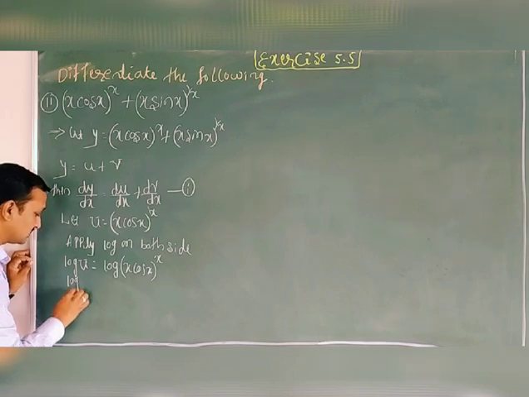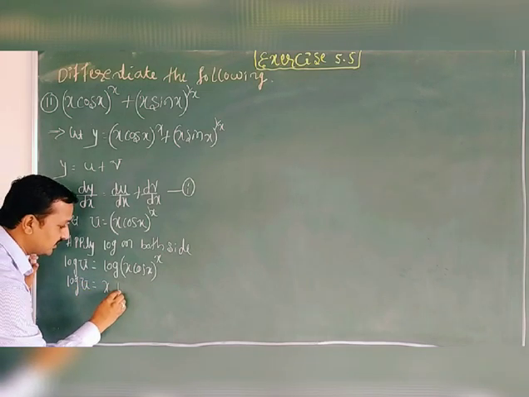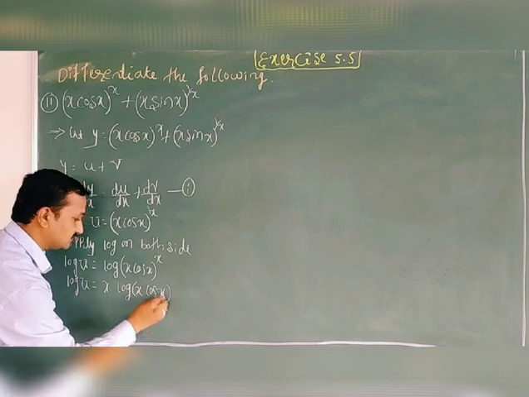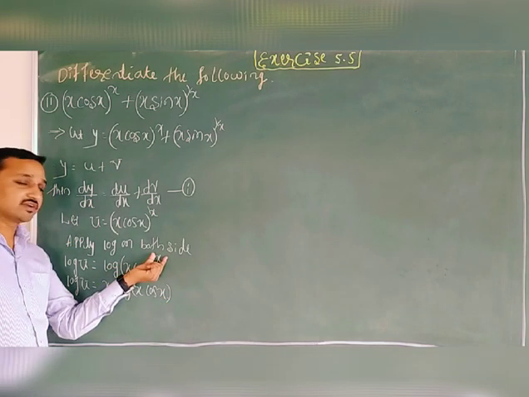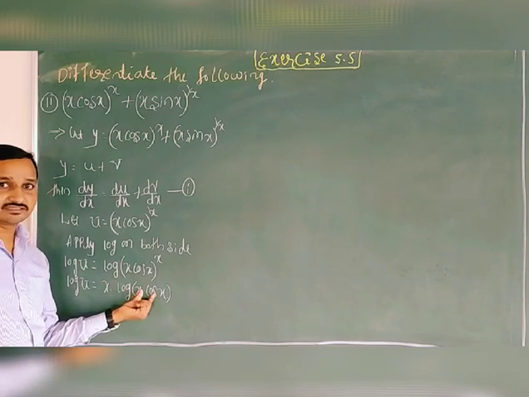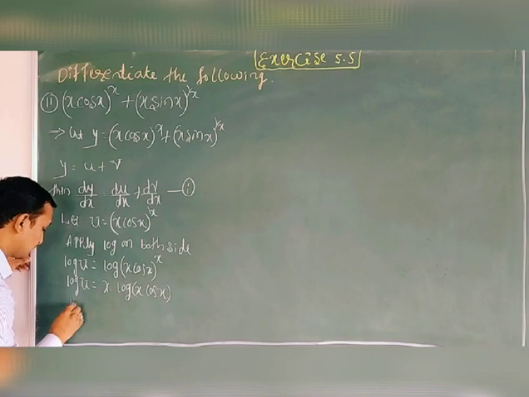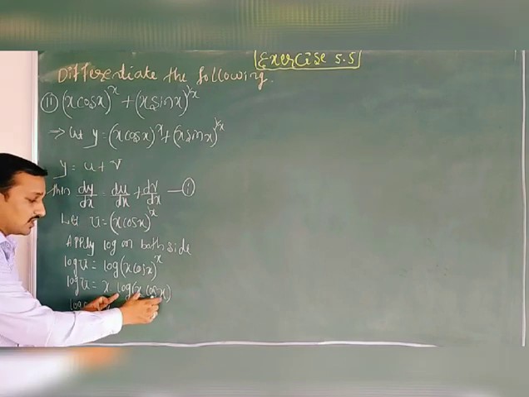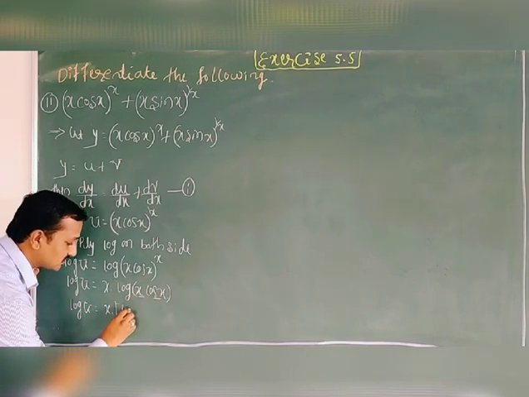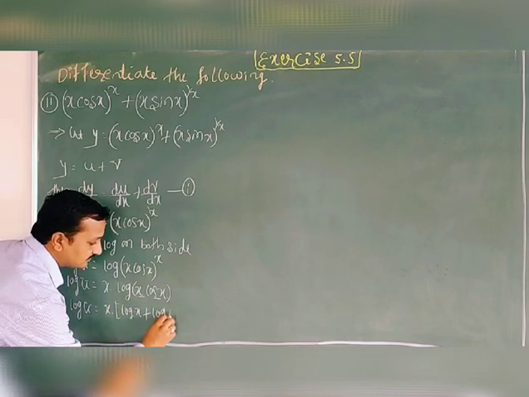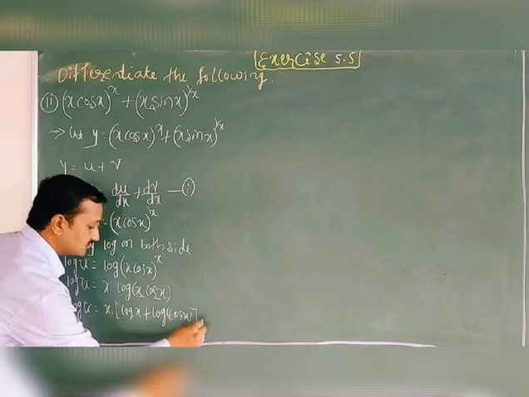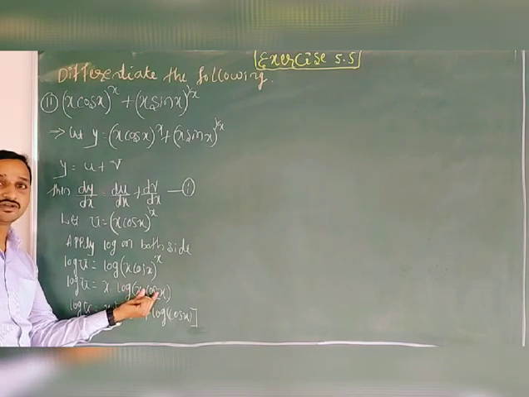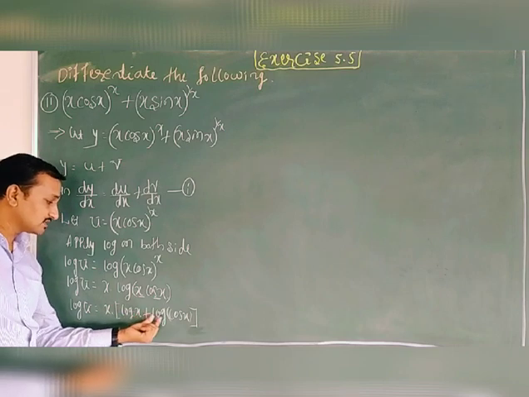So we write log u equal to x into log of x cos x. Here x stays the same. Inside, this is of the form log of m into n. The log of a multiplication term can be written as log m plus log n, that is log x plus log of cos x. So x stays as it is, multiplying the log of the product.